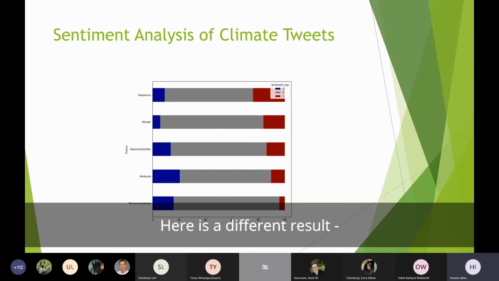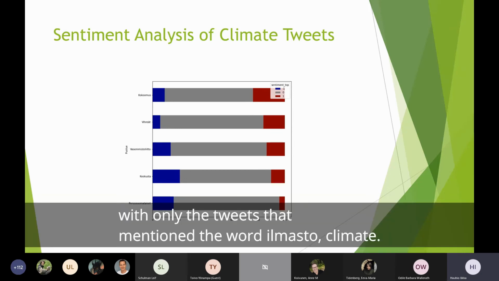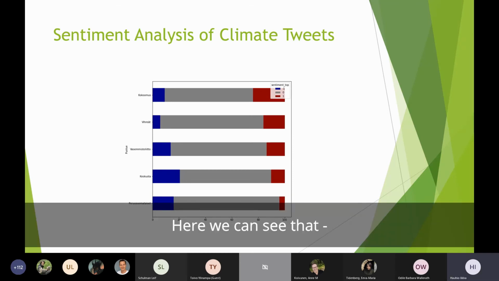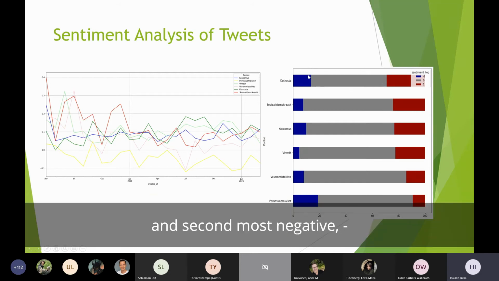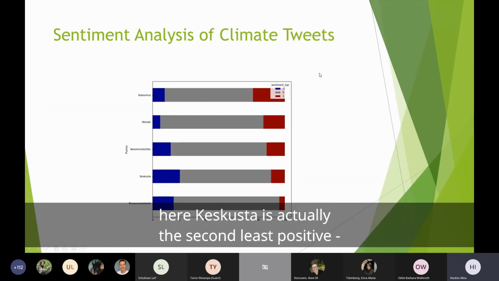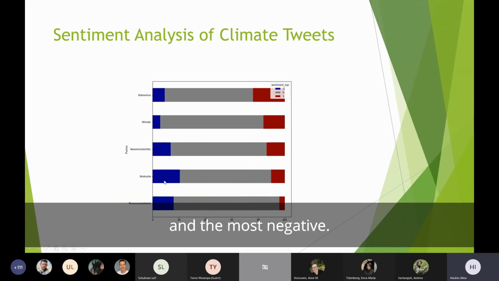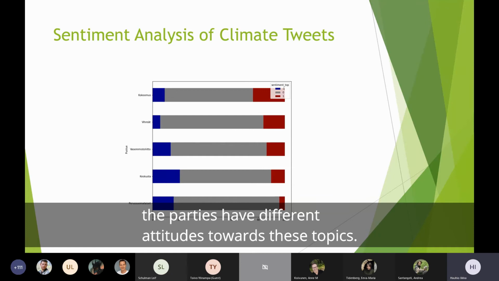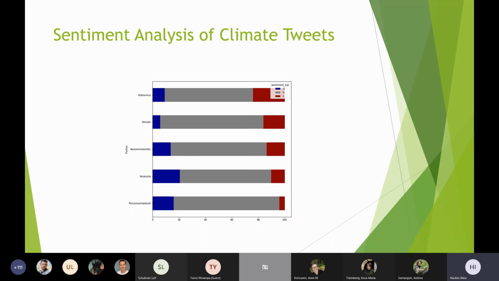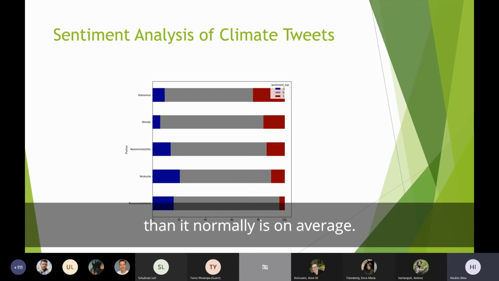But here is a different result with only the tweets that mention the word ilmasto, climate. And here we can see that when in this data, Keskusta was like the most positive and second most negative. Here, Keskusta is actually the second least positive and the most negative. So we can see that on different topics, the parties have different attitudes towards these topics. And for example, in climate business, it seems that Keskusta is more negative than it normally is on average.